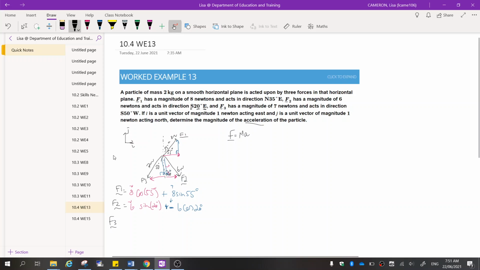F3. Now this one is going in the negative direction, so it's negative 7. This from here to here is 50, so that makes this down here sine because it's the opposite side. That means that I'm going to use the other ratio in the other direction, and it is also going down, so minus 7 cos 50 degrees.